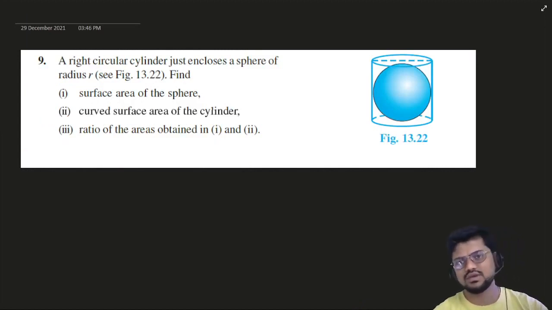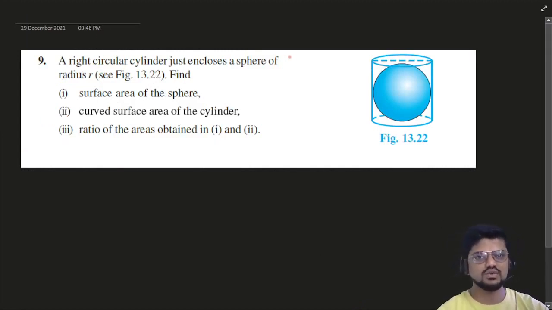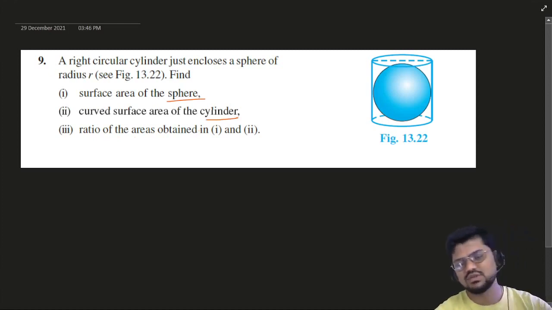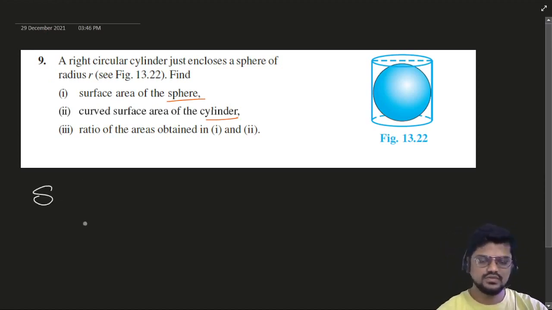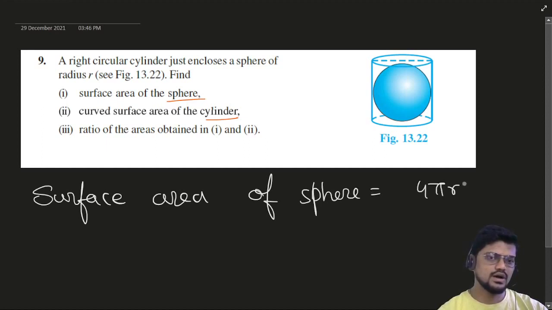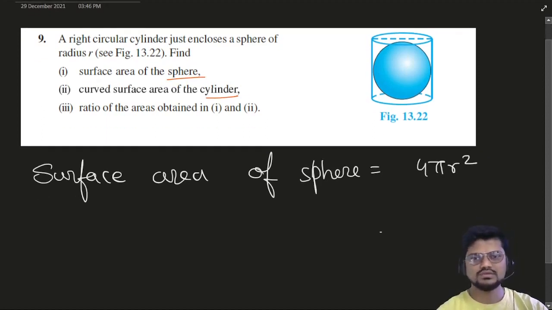Now what they have given over here: a right circular cylinder just encloses a sphere of radius r. The surface area of the sphere is, the curved surface area of the cylinder is, and the ratio of the areas obtained in 1 and 2 is. We know that the surface area of the sphere is 4 pi r square, and then the curved surface area of the cylinder.